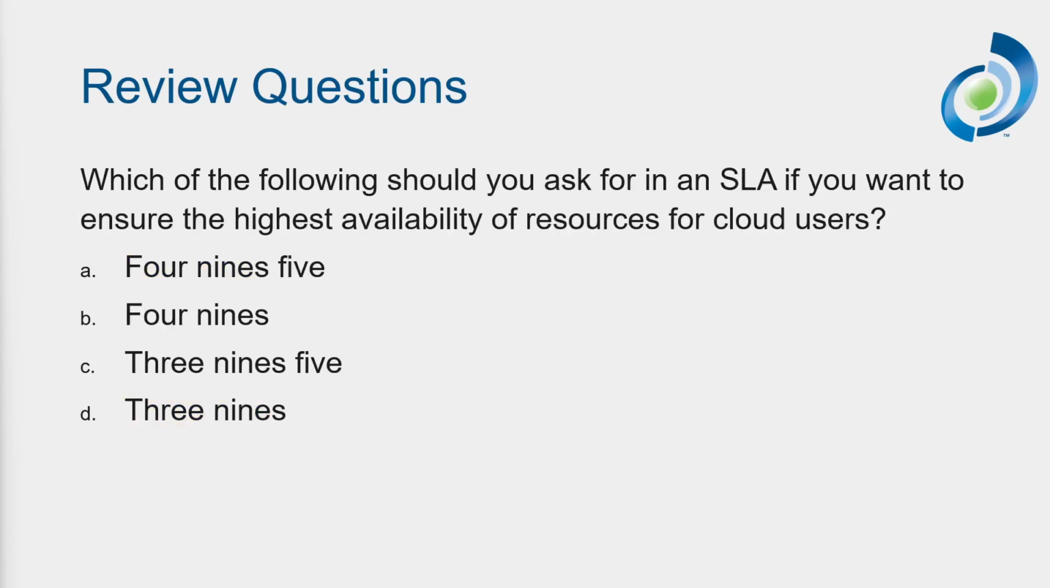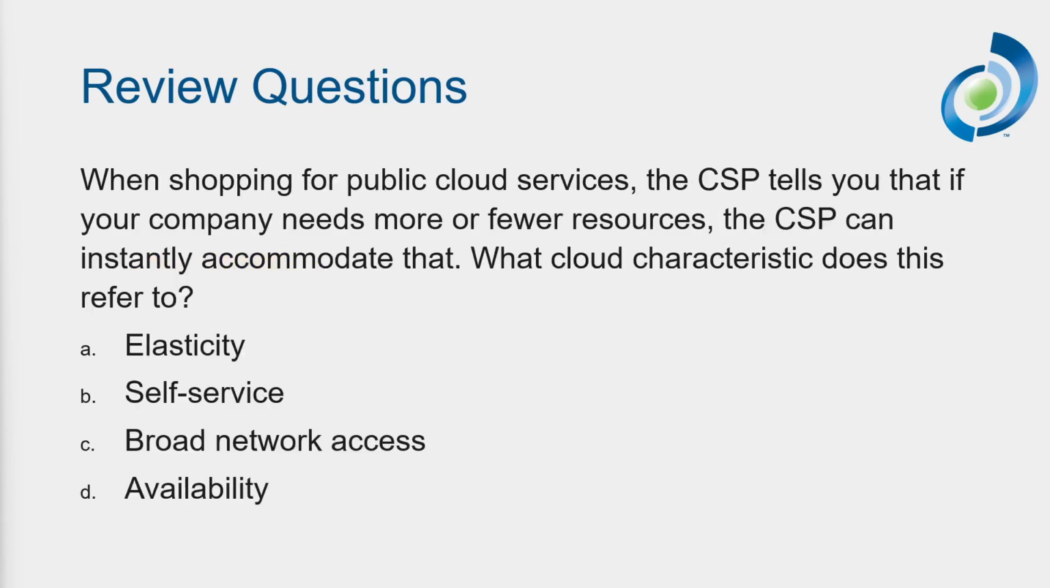Which of the following should you ask for in an SLA if you want to ensure the highest availability of resources for cloud users? This is the 495s. No, 495. When shopping for public cloud service, the CSP tells you if your company needs more or fewer resources, the CSP can instantly accommodate that. What cloud characteristic does this refer to? Elasticity.